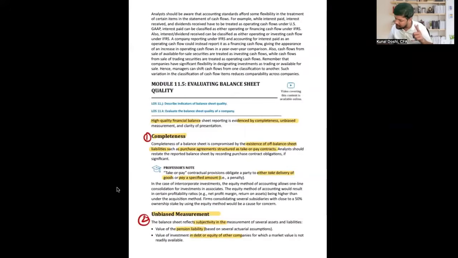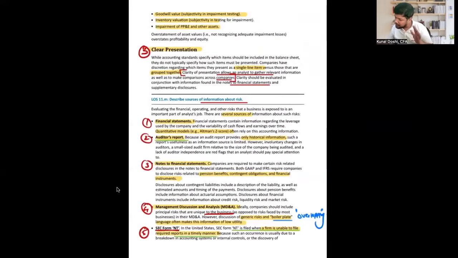What else is important? Completeness. Yes, clear presentation.